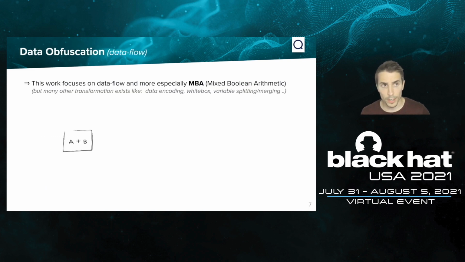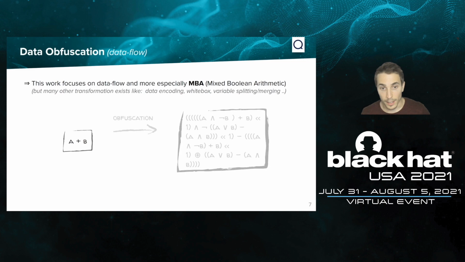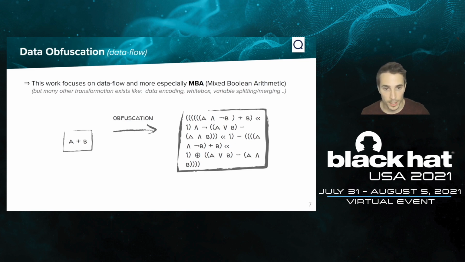So in this talk, we are going to focus on data obfuscation and more especially on MBA, which is mixed Boolean arithmetic. What is mixed Boolean arithmetic? It is the means of scrambling expressions using bitwise operators like XOR and OR and so on, and arithmetic operators like plus, minus, and so on. So here we have a small a plus b expression. And obfuscated, we transform it into a semantically equivalent expression, but that is more difficult to understand.